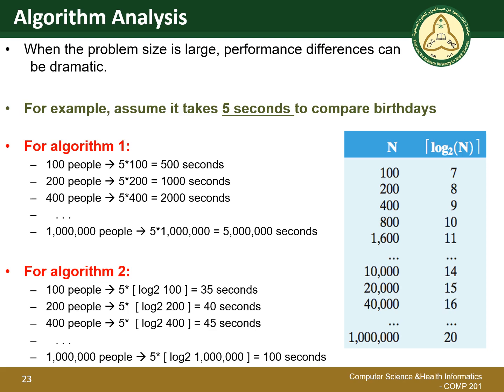And so on. If I have 1 million people, log 1 million base 2 equals 20. So 20 multiplied by the cost of the comparison equals 100 seconds to solve the problem.